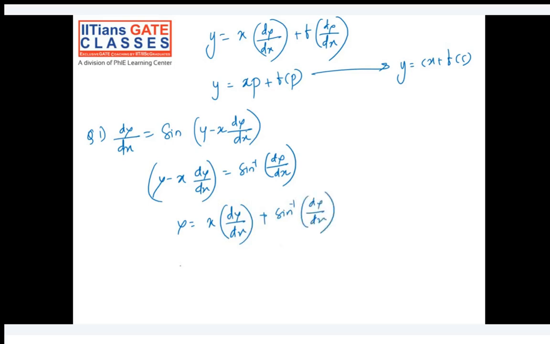Okay, so the solution is y is equal to xc plus f of c. F of c is sine inverse of c. Okay, this is the solution.